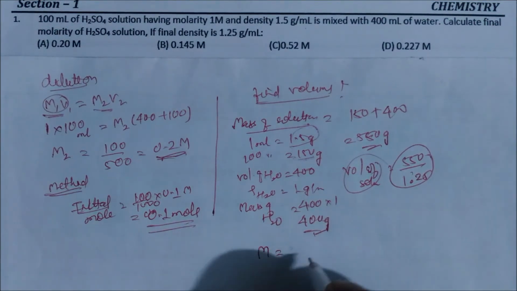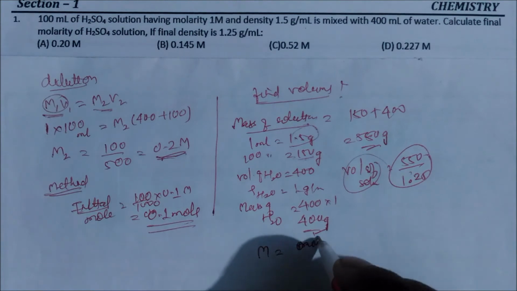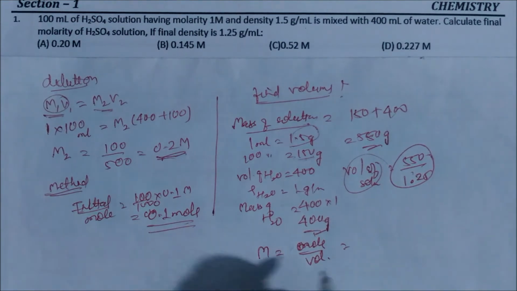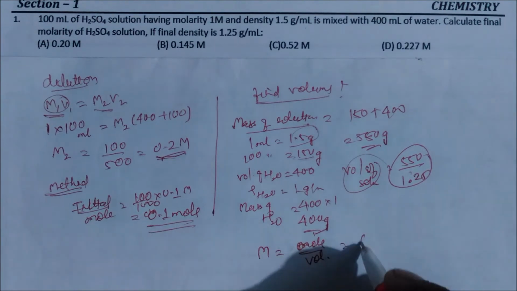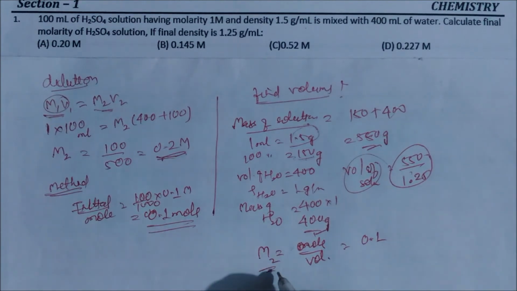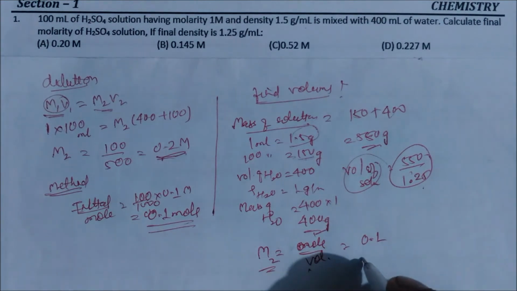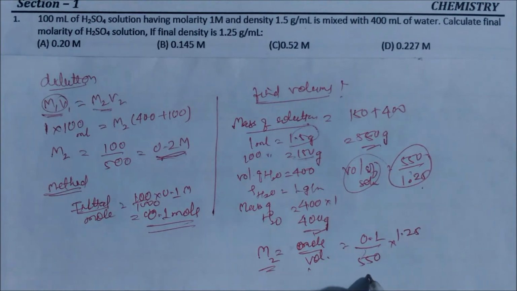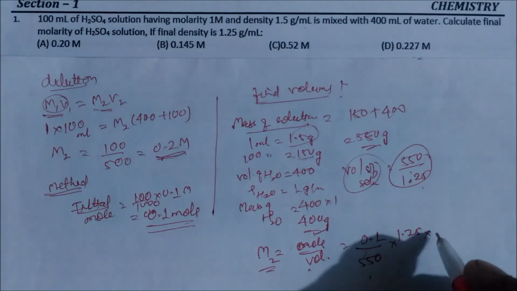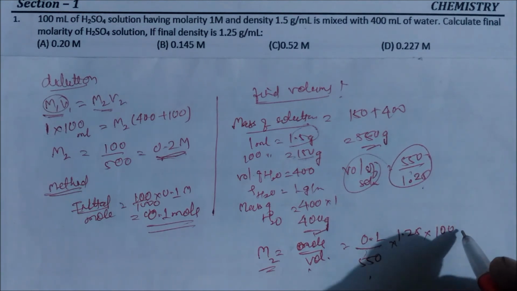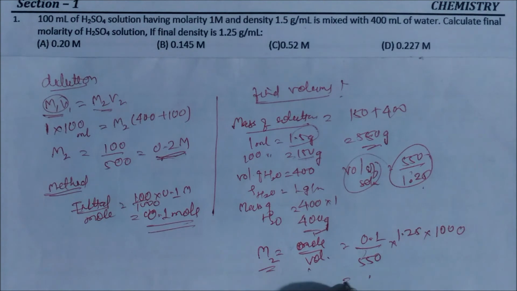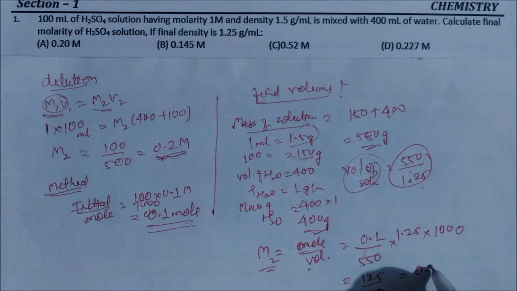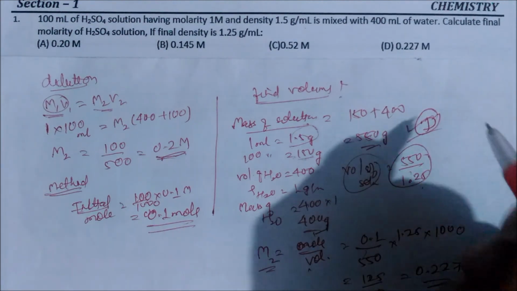Now molarity is equal to moles by volume. The moles will remain the same, that is 0.1 mole. This is the second molarity with the final volume. The volume of the solution is 550 divided by 1.25 in terms of ml. To convert into liters, we multiply by 1000. So we get 125 by 550, and if you solve it, you will get 0.227. If you see carefully, our answer is coming D. So this is our correct answer.